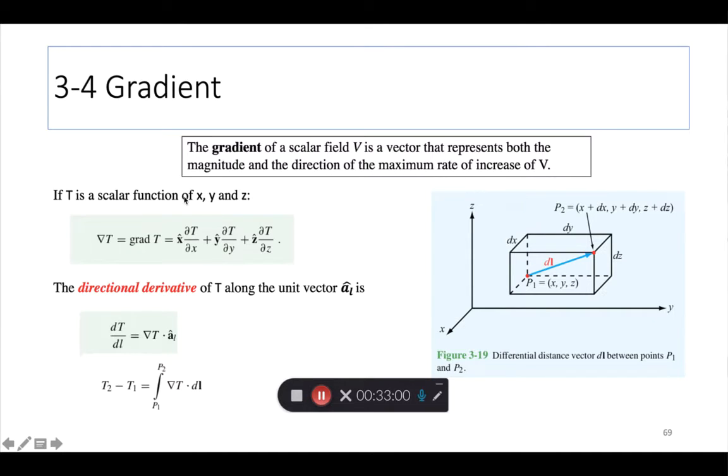If T is a scalar function of x, y, z, then del T, also known as grad T, or gradient, is x dou T by dou x plus y dou T by dou y plus z dou T by dou z. Okay. So, that is the definition of grad T.